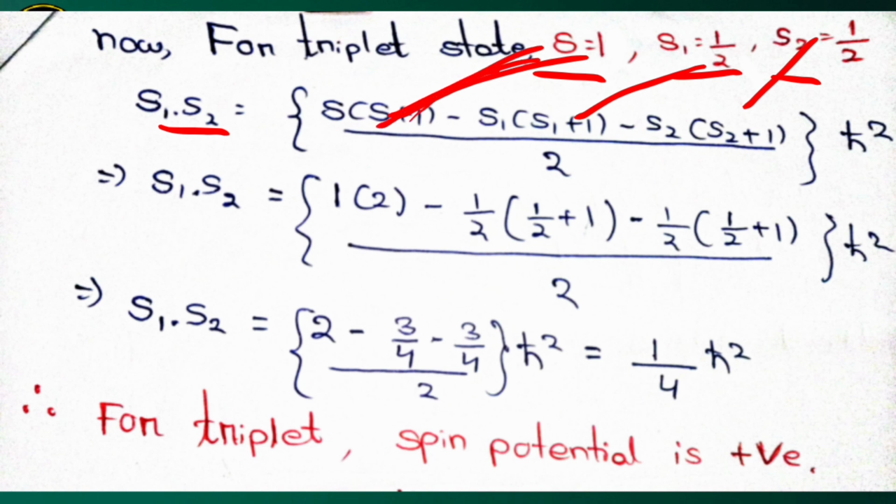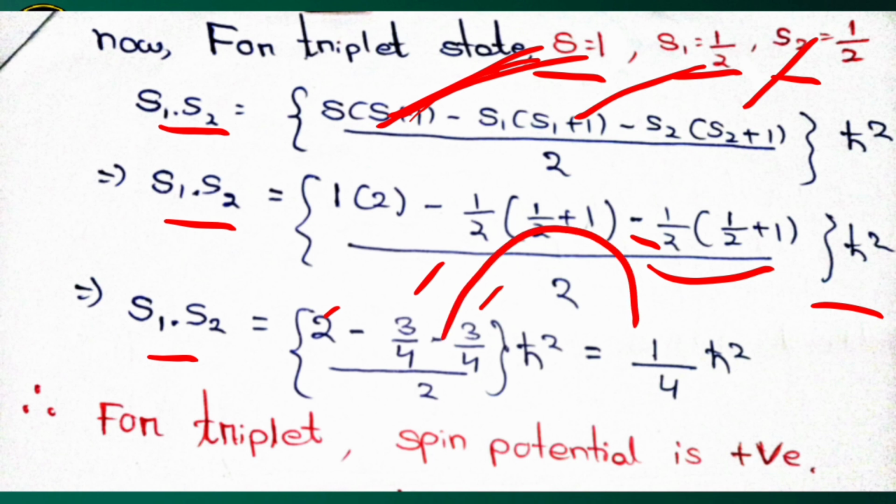So first we write S1 dot S2 equals 1 multiplied by 1 plus 1, that is 1 multiplied by 2, minus half multiplied by half plus 1, again minus half multiplied by half plus 1, multiplied by H cross square. Let us solve it. So the nucleon spin interaction potential is S1 dot S2 equals 2 minus 3 by 4 minus 3 by 4, whole divided by 2, multiplied by H cross square. Solving it, we get 1 by 4 H cross square.